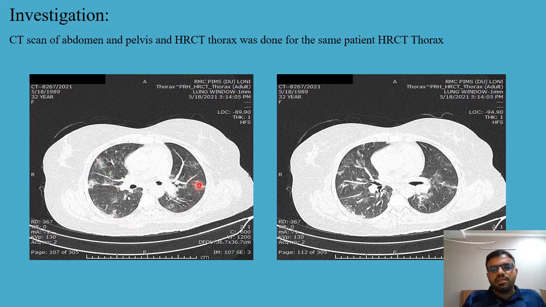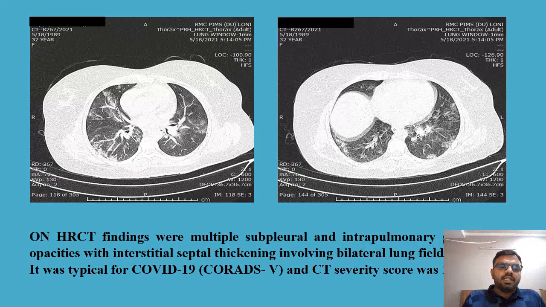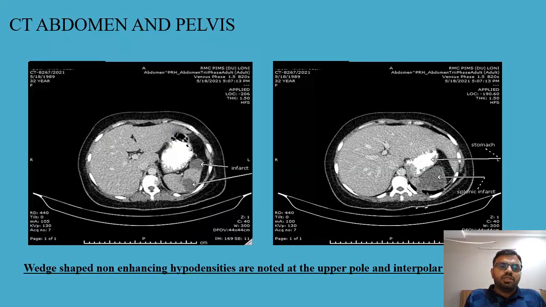These are the ground glass opacities. HRCT findings showed multiple subpleural and intrapulmonary ground glass opacities with interstitial septal thickening involving bilateral lung fields, which was typical for COVID-19, CORADS 5, and CT severity score was 12/25.